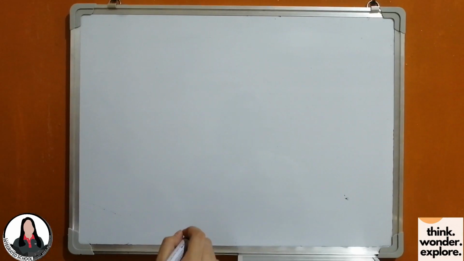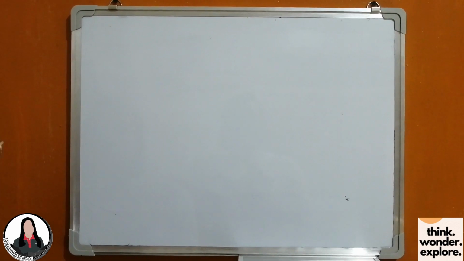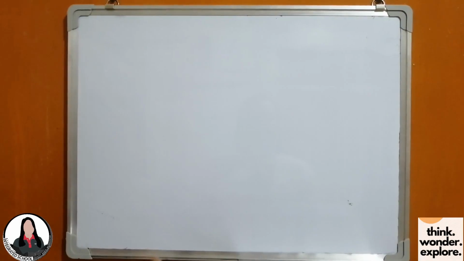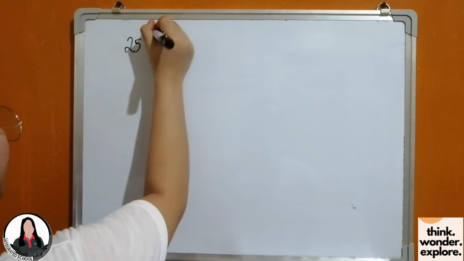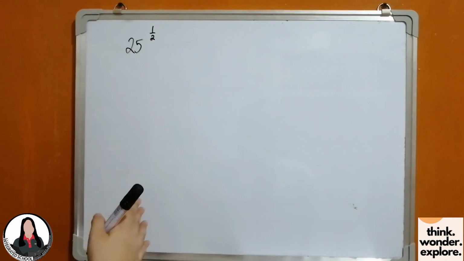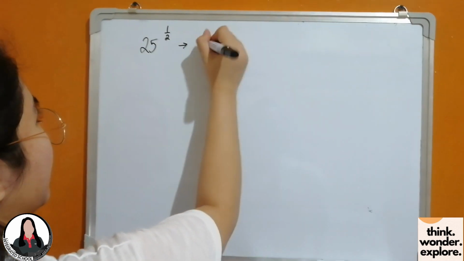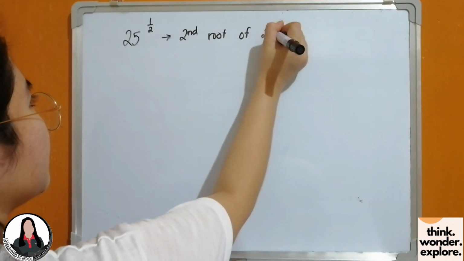Since we are done with simplifying expressions with rational exponents, let us now proceed in evaluating such expressions. So, gamitin natin yung example na given sa ating discover. We have 25 raised to 1/2. Ang hinahanap natin dito is, what is the second root of 25 as per the definition of rational exponents? Hanapin natin ang second root of 25.